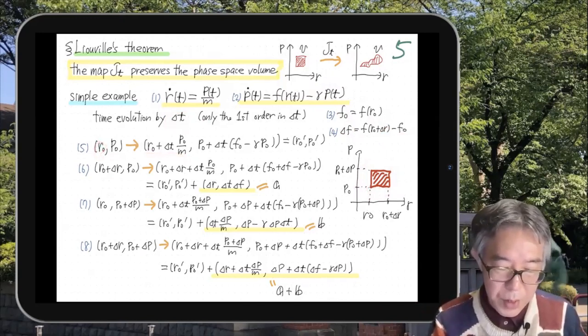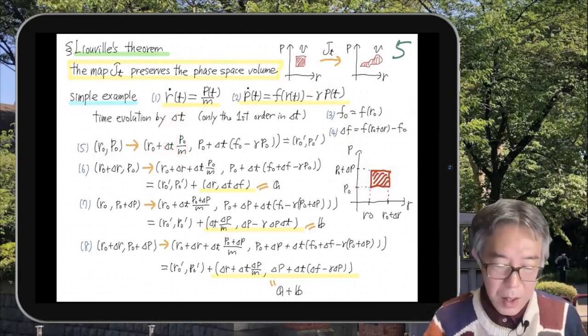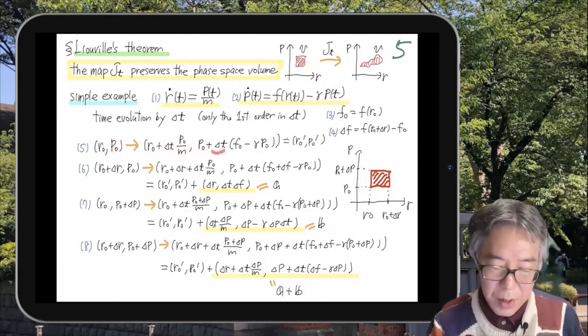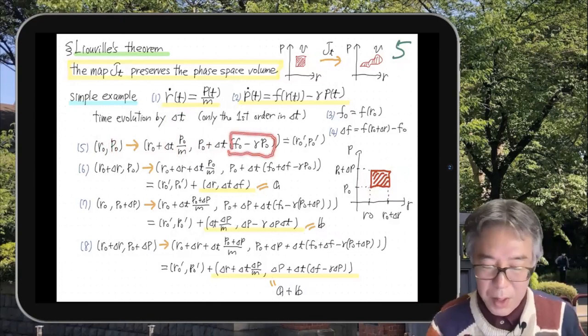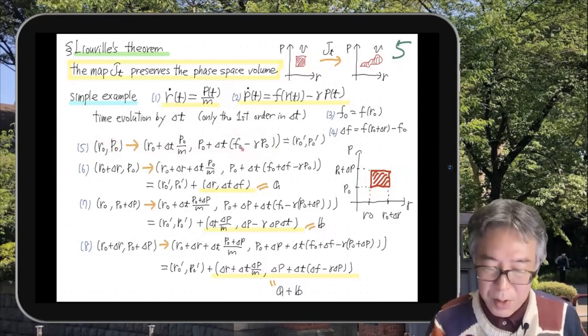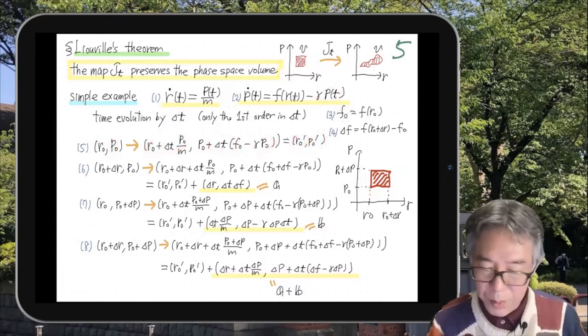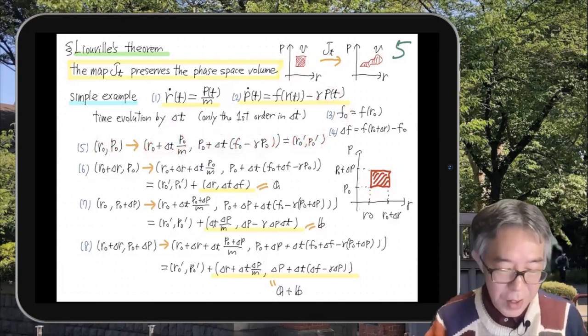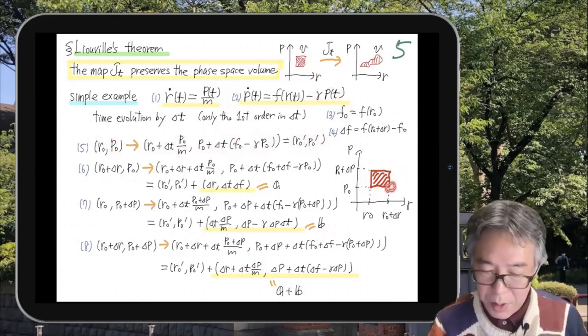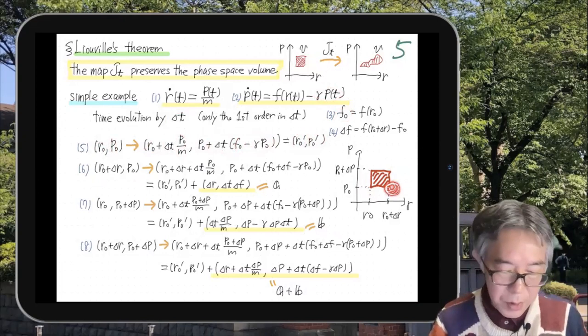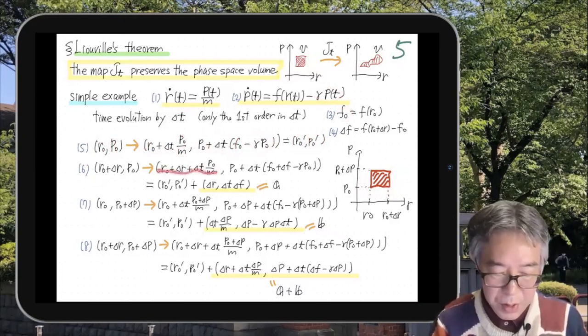r0, the position, moves by delta t times the velocity. And this is p0, so p0 changes a little bit: p0 plus delta t times the force acting on the particle. In this case, the force is this external force F0, and this resistance, minus gamma p0. Let's call this r0 prime and p0 prime. There are 4 points, so let's consider the second one. If you start from r0 plus delta r, p0, this right bottom corner, it evolves to this. This is exactly this.